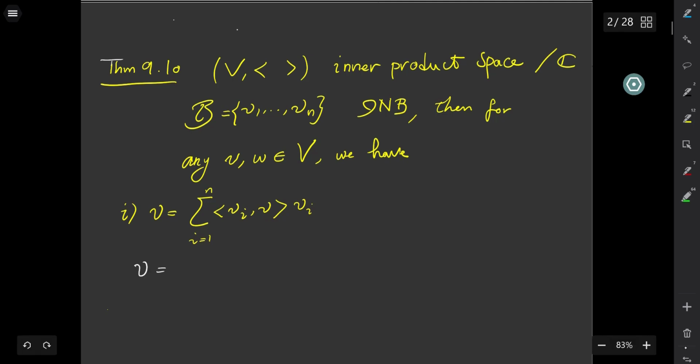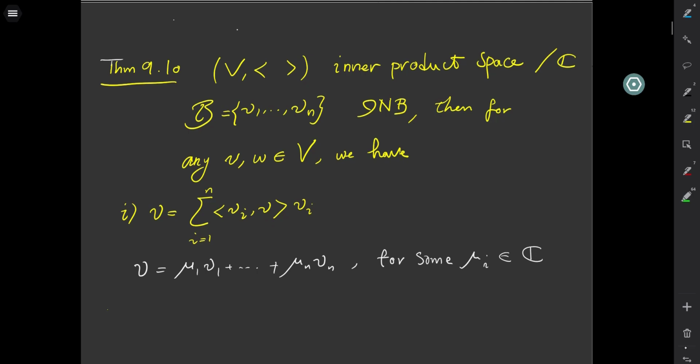So v is equal to mu1 v1 plus etc. plus mu n vn for some mu i in our field, because the vi's are a basis. So let's say there exist mu i's such that v is equal to mu1 v1 till mu n vn. So how can we calculate? What we actually want to prove is that mu i is obtained by this inner product. So what is mu i?